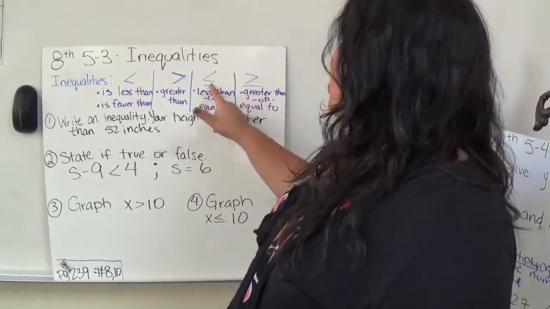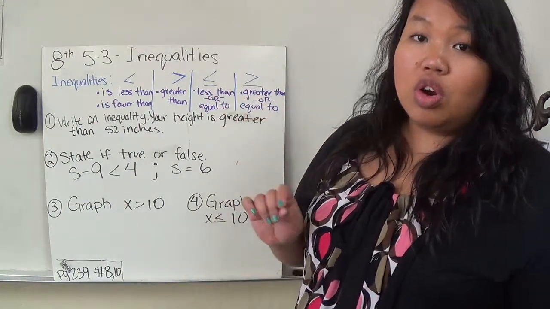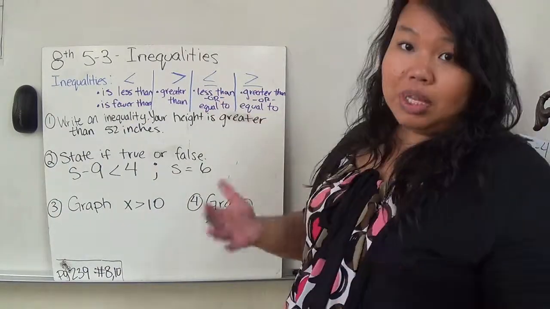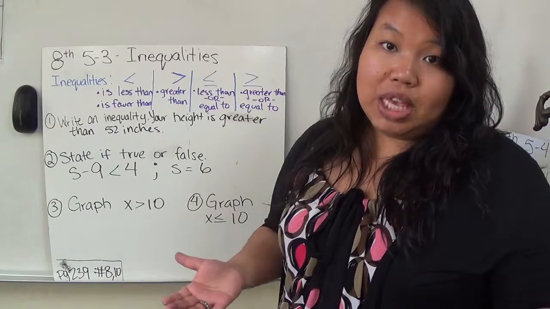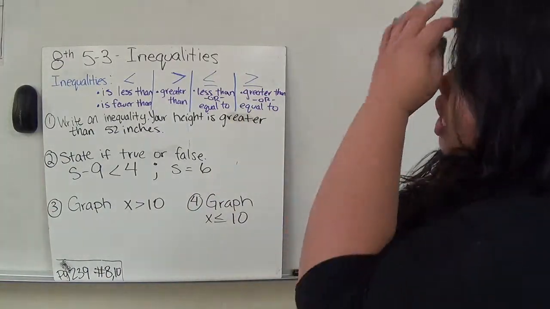Now, if we put the line on there, it could mean that they're not only greater than or less than, but it's also equal to. So that line means that the values on both sides could be equal, and that's what that line represents. So number 1 asks us to write an inequality.